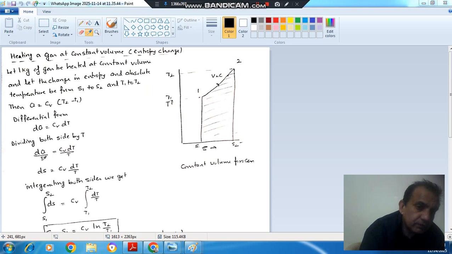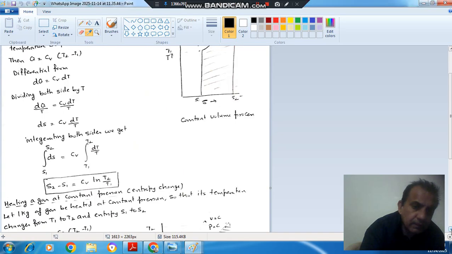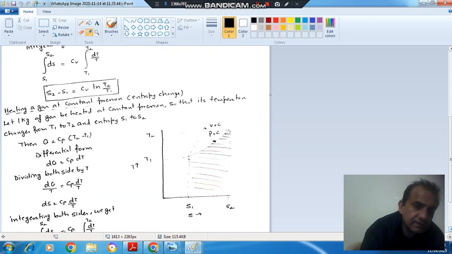So dQ by T, as it is a reversible process, can be taken as dS. As we have drawn it by a solid line, it indicates a reversible process. So dS is equal to Cv dT by T. Now we integrate it within the limits, then the entropy change will be S2 minus S1 equals Cv ln T2 by T1. Okay. So next process is heating of gas at constant pressure.